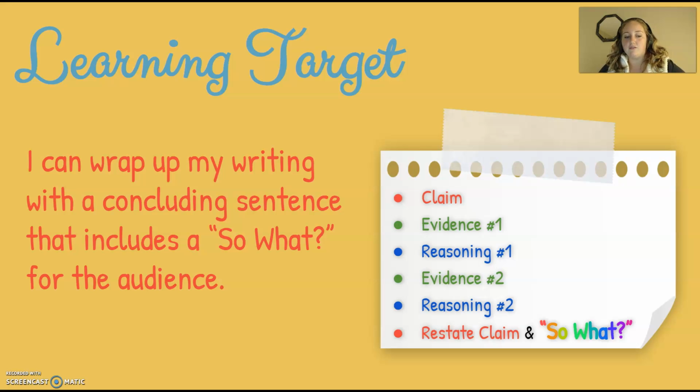Think of it kind of like a rainbow. So the claim, evidence, and reasoning each have kind of a single color. The so what is the rainbow because it's like above everything else. It includes everything else and it kind of wraps everything else up and makes the bigger picture, the rainbow, for your reader.